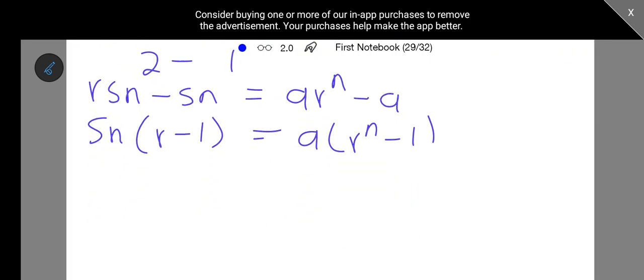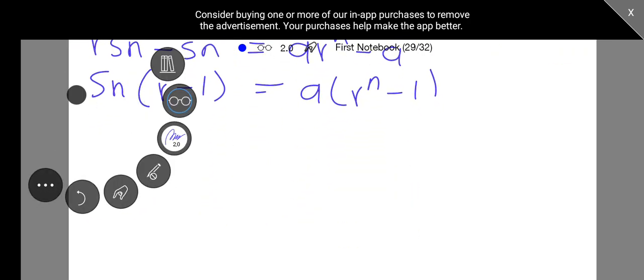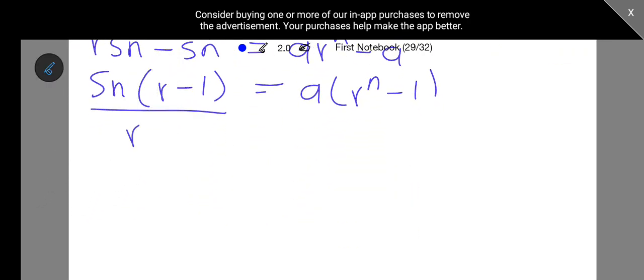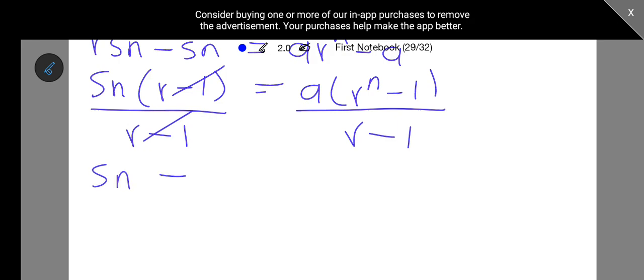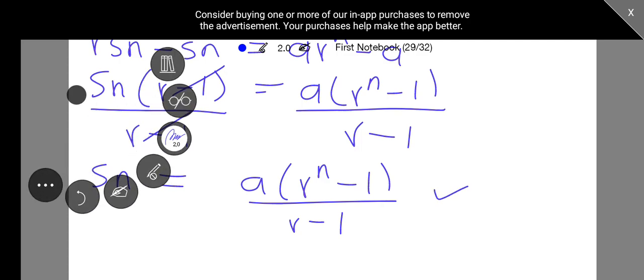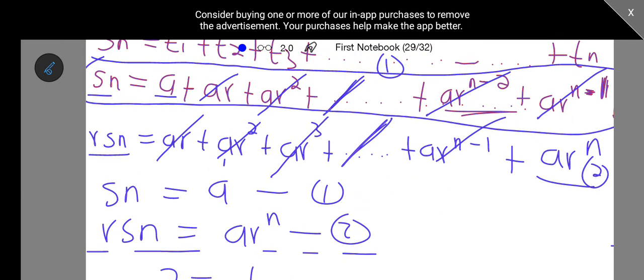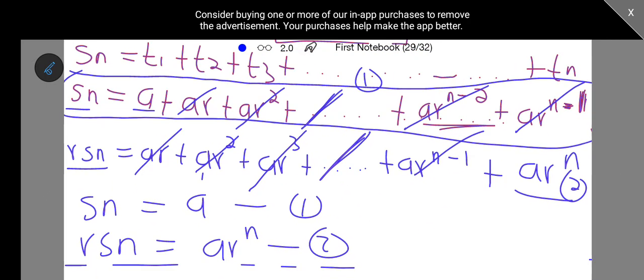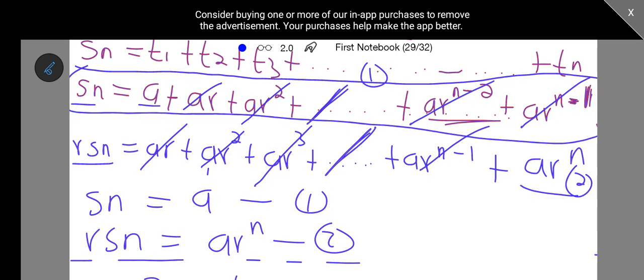Then what we're going to do here is divide both sides by R minus 1. This one cancels this one, and at the end we have Sn is equal to A multiplied by R to the power of n minus 1 divided by R minus 1. And this is the formula. Make sure you understand how to prove this formula. You can follow the steps on your own. If you don't understand, feel free to ask in the comment sections.